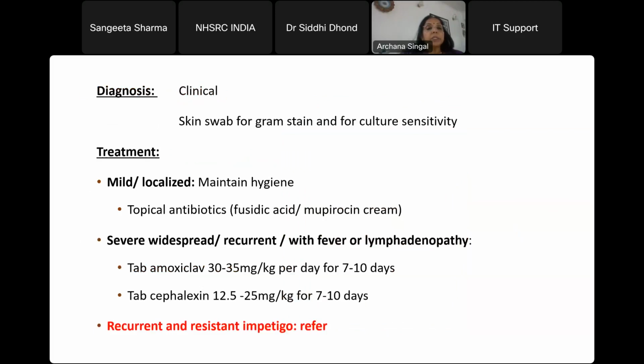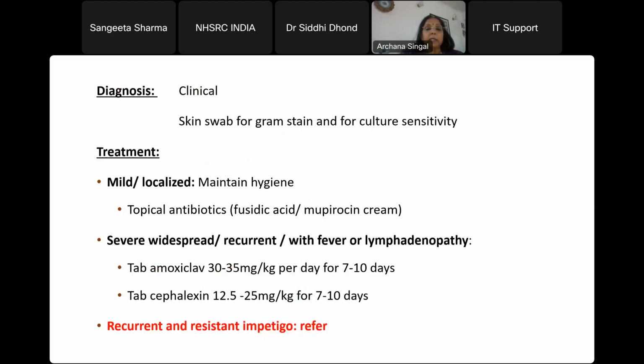So the diagnosis, how do you diagnose these impetigo? Impetigo contagiosum or bullous impetigo. They are mainly clinical: perioral, perinasal area in children, and honey-colored crusting. But sometimes you can take a skin swab for gram stain if the patient has taken antibiotics and is not responding.